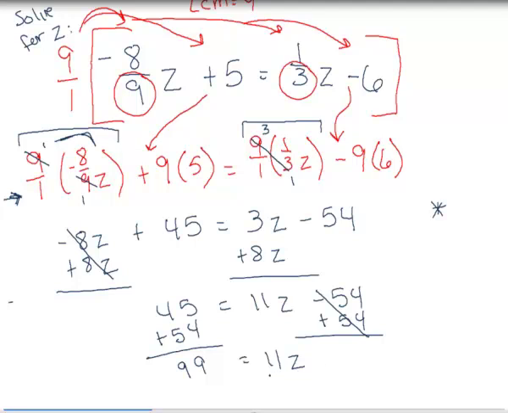Anybody know why I'm saying how nice? Yeah. When I divide by this 11, I'm going to get z equals 99 divided by 11 is 9. So z equals 9 here. Great job. And how do we check our work? You take this 9, you put it back in where z is in the original equation, and you use order of operations to simplify. And both sides should equal the same number, shouldn't they? That's how you check an equation.